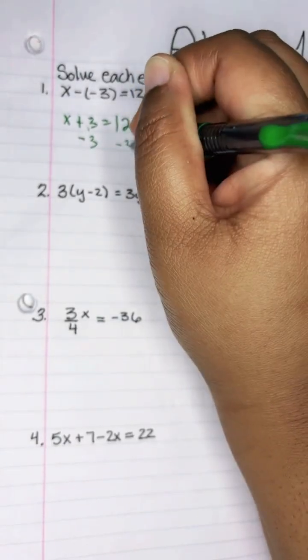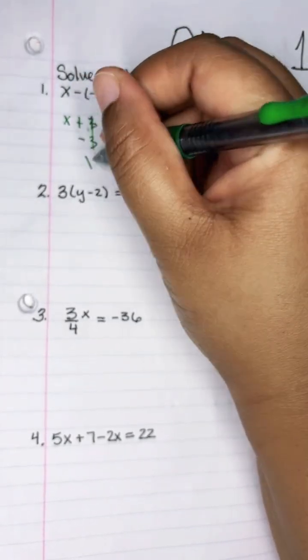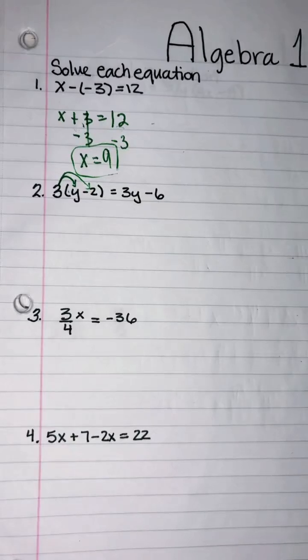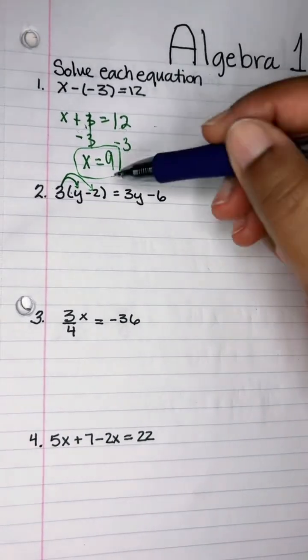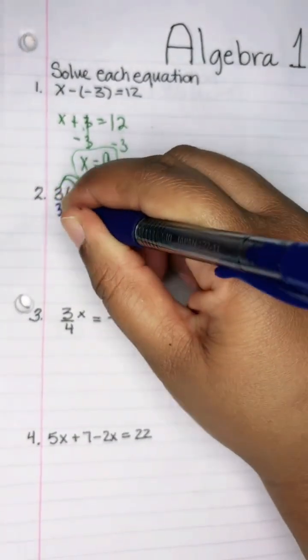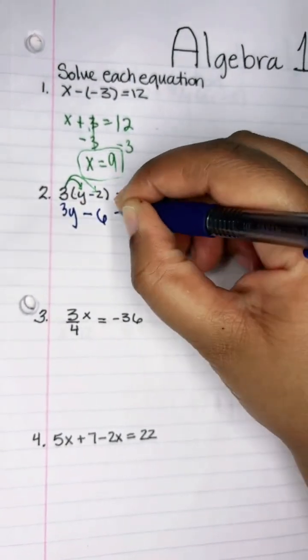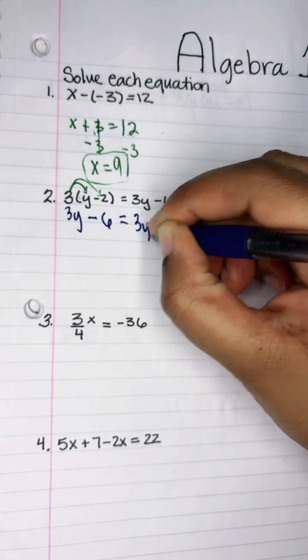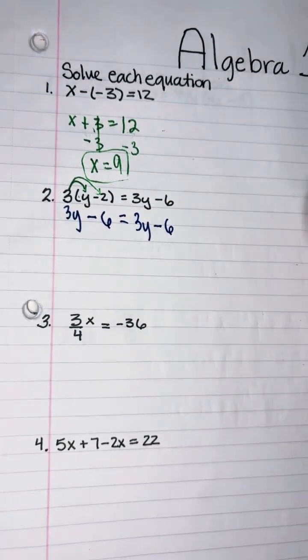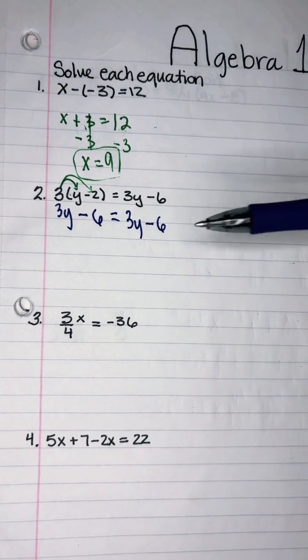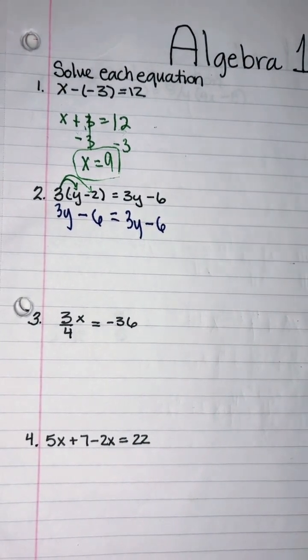Minus 3 to both sides. And we end. So 3 times y is 3y. And 3 times negative 2 gets us negative 6. And we have 3y minus 6. Does anybody know what type of answer we have here?